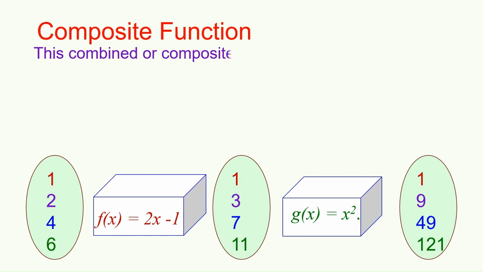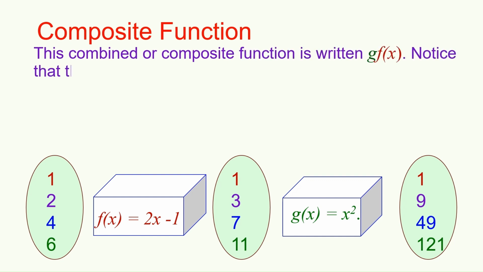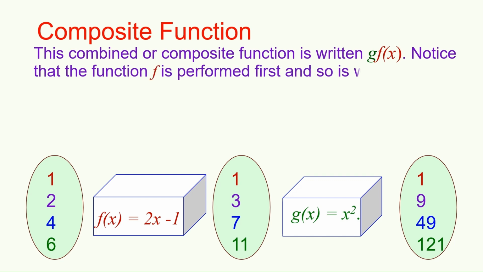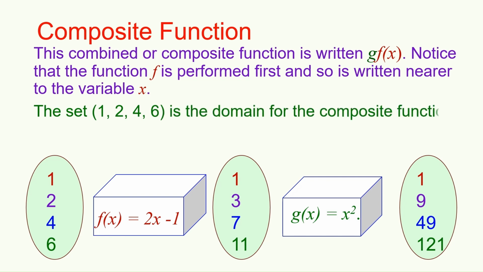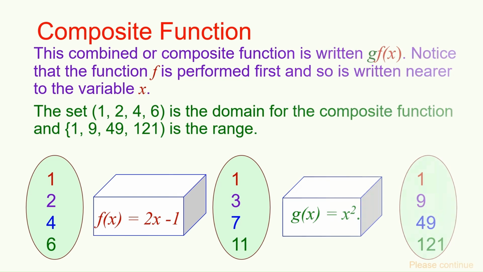This combined function, or composite function, is written as g(f(x)). Notice that the function f is performed first, and so is written nearer to the variable x. The set 1, 2, 4, 6 is the domain for the composite function, and 1, 9, 49, 121 is the range.